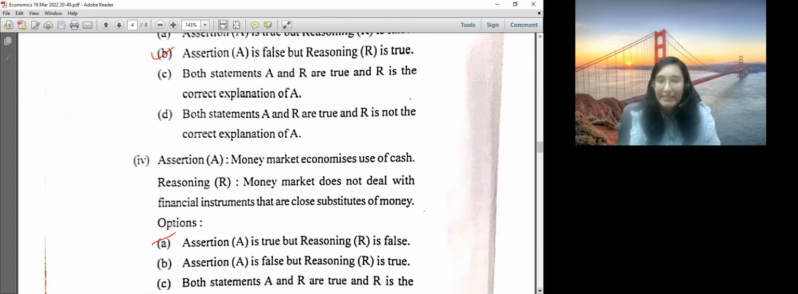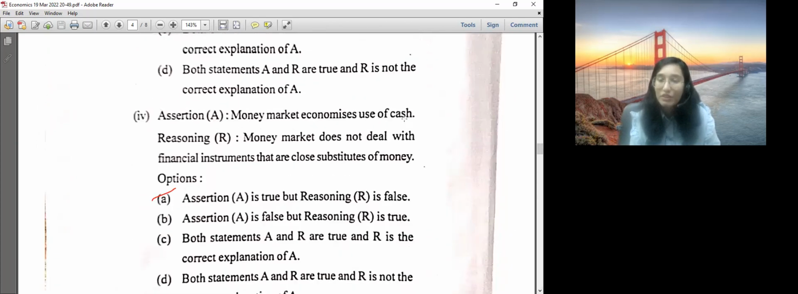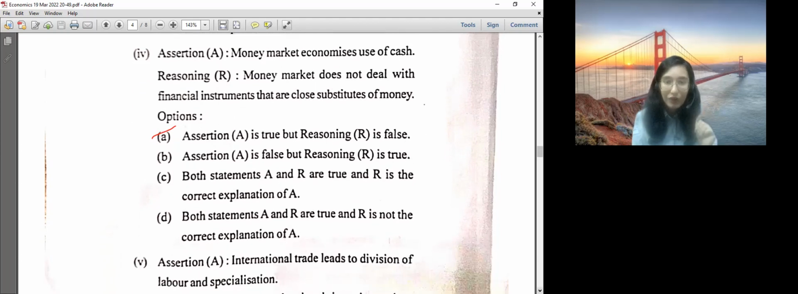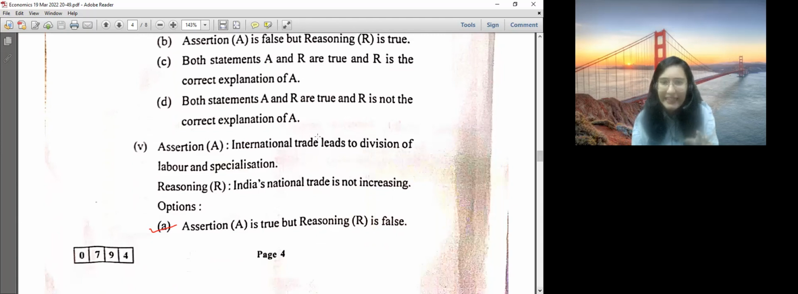Okay. Next, money market economizes the use of cash. That's correct. But it does not deal with financial instruments. That cannot be possible. So the reason is false, students. Therefore, A. International trade leads to division of labor. Very true. But Indian international trade is not increasing. That's not possible, students. So that's false.